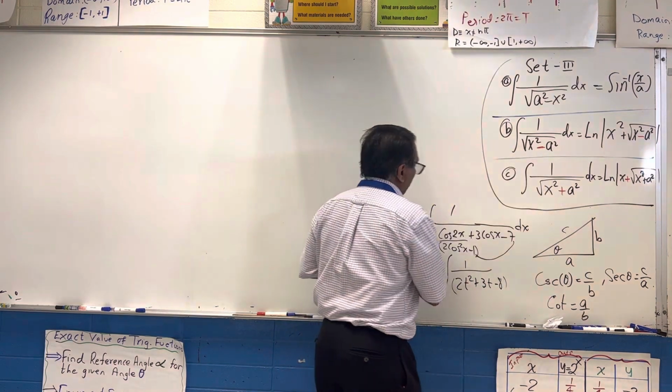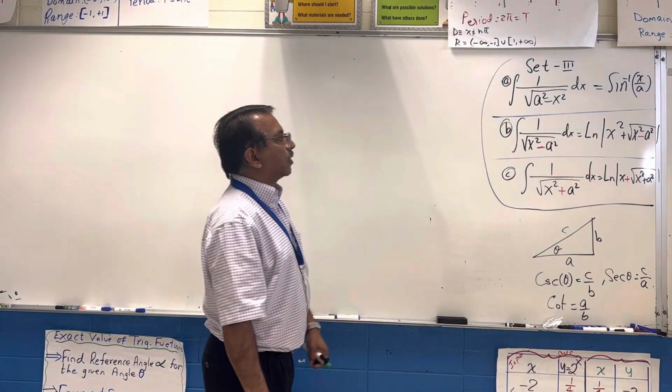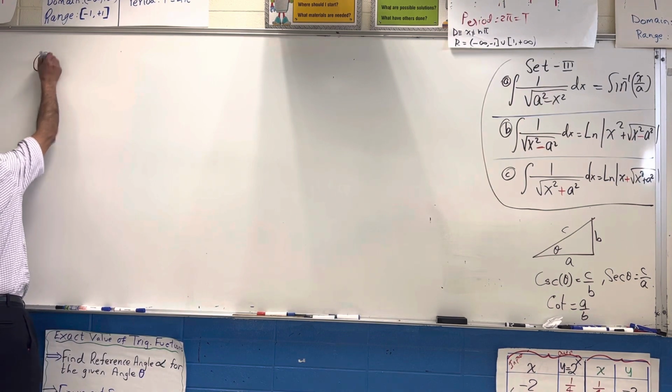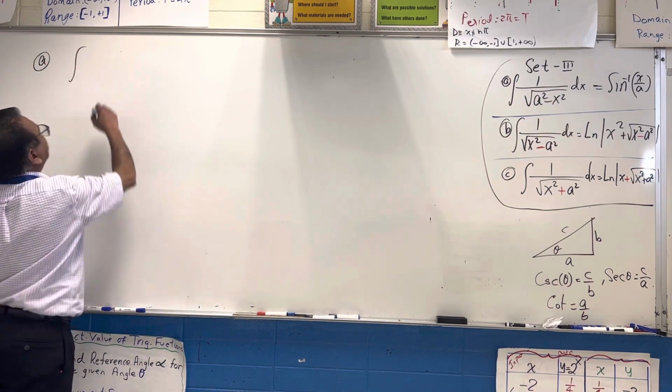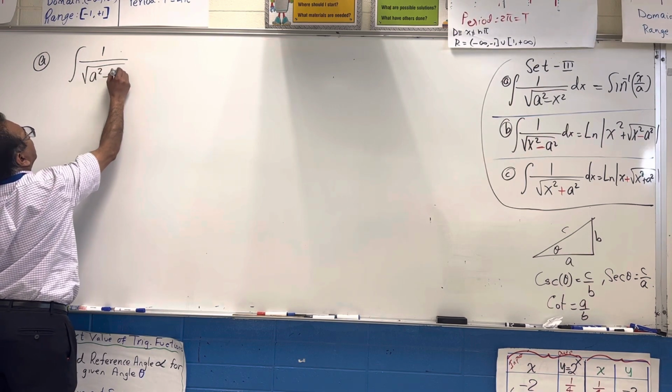So basically my goal for this video is how did we end up getting these formulas. So starting with the first one, the integral of 1 over square root of a squared minus x squared. We are going to use the substitution method. That's the easiest way to do it.